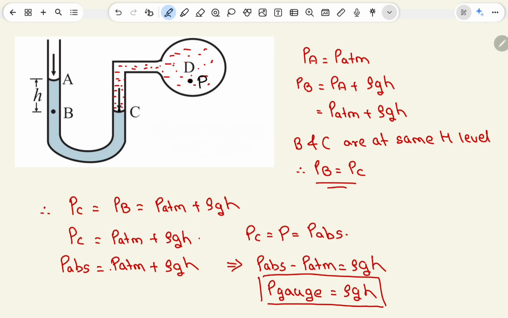So thus, we have understood both the pressure measuring devices, which are the mercury barometer and the open tube manometer. We have also understood the difference between them, like how one measures the atmospheric pressure and the other measures the gauge pressure of the system. So that's all for today's lecture.